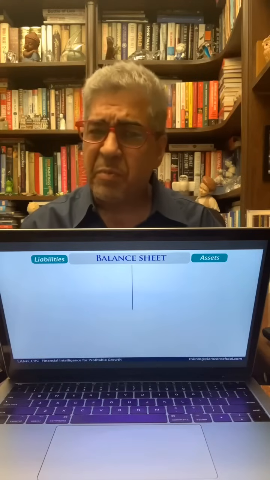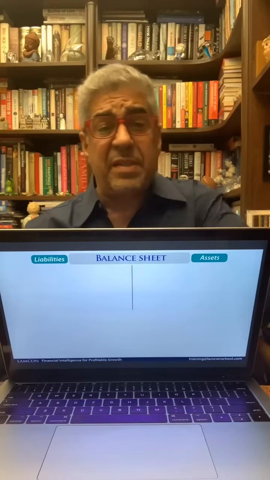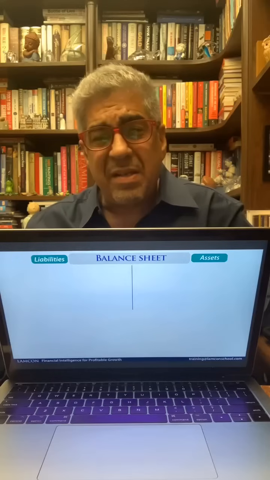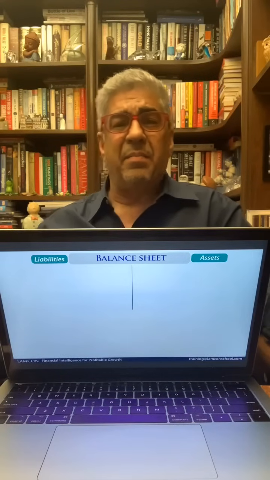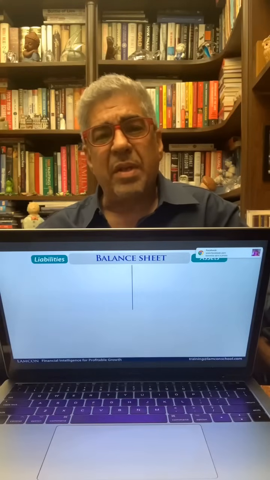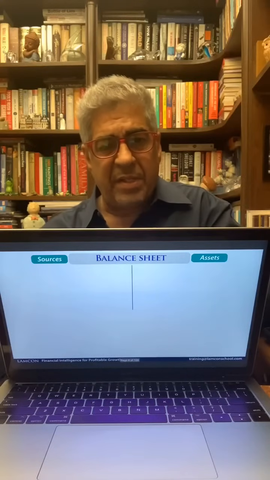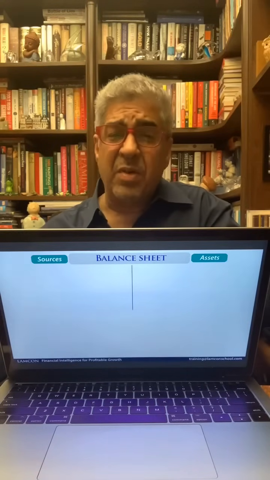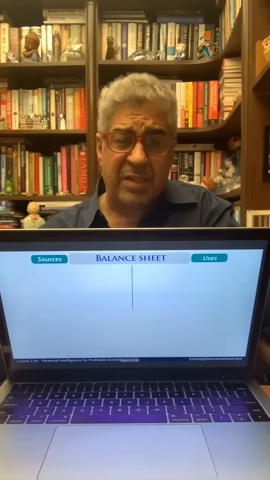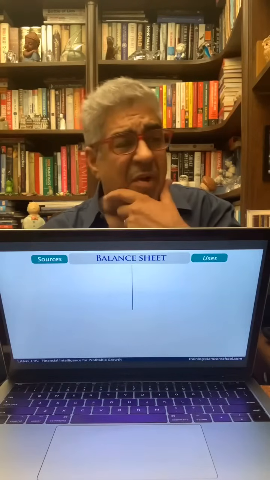What most people will know is that of the two sides of a balance sheet, one side shows liabilities, the other side shows assets. Now frankly speaking, liabilities represent sources. Liabilities tell you where the organization has got its money from. So liabilities can be called sources, and assets represent what you did with the money. You spend the money and buy the assets. So assets represent uses.